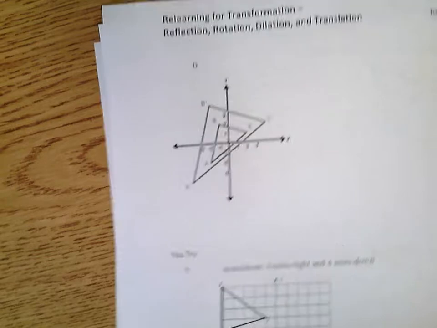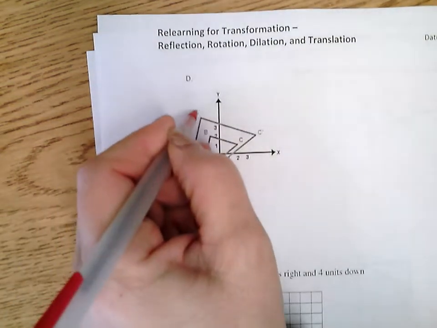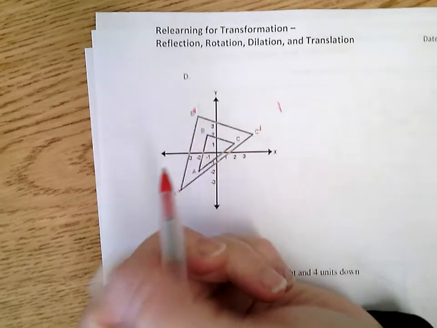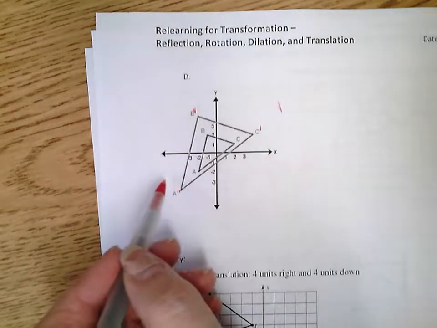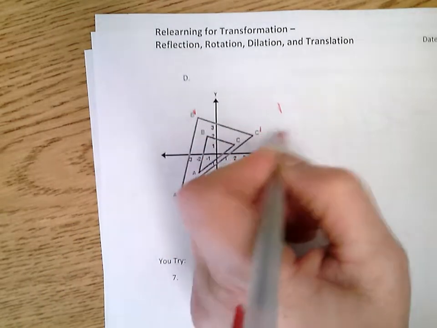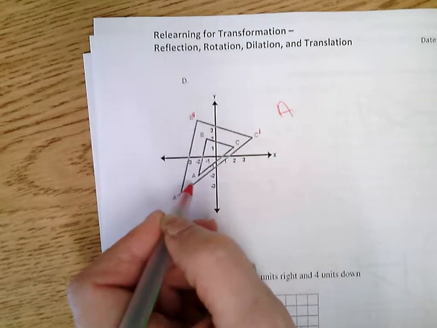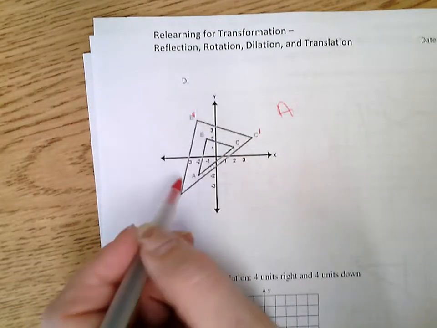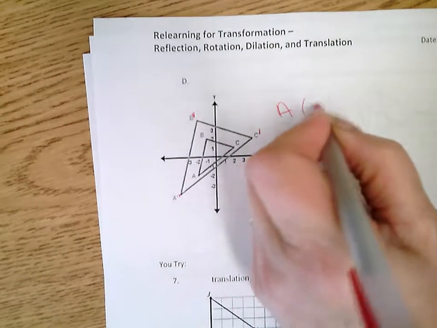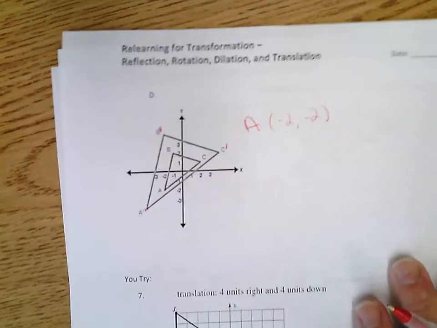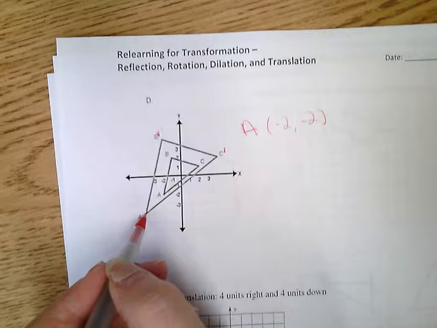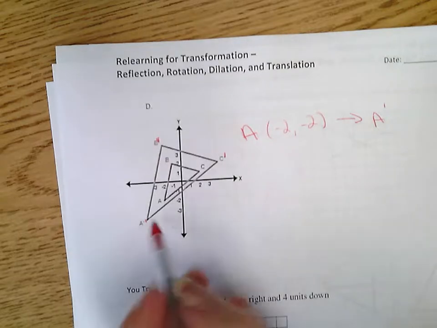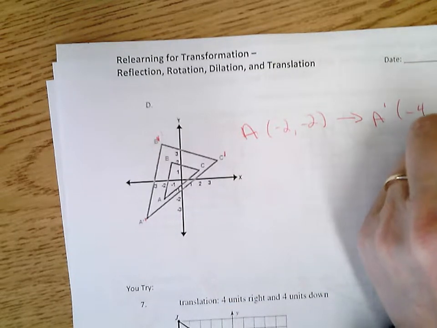Okay, the last one we have in here is the dilation. When we're looking at here, again, these are the primes. We need to see the lines in here. I'm going to do point A. We need 1 point from the old circle and 1 from the new. So in here, A is -2, -2. And then A prime, it changed into A prime is -4, -4.